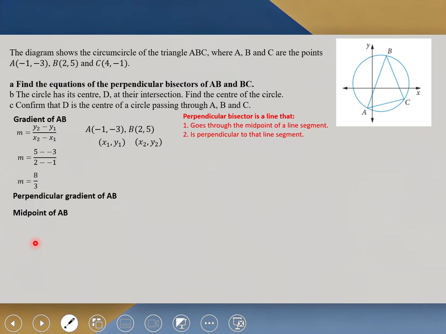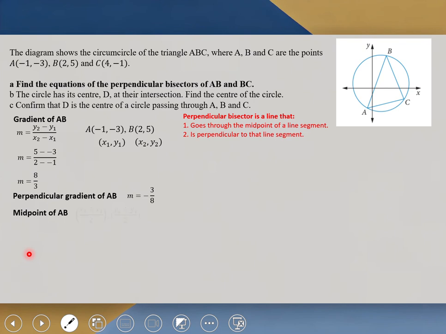The next part is we're talking about perpendicular gradient. Because we know it's going to be perpendicular, we need to use the rule: flip, and if one's positive, we change the sign. So we've got 8 over 3, so it's going to turn into 3 over 8, and we put a negative sign because one's positive, one's negative. So now we've got the gradient of the perpendicular.